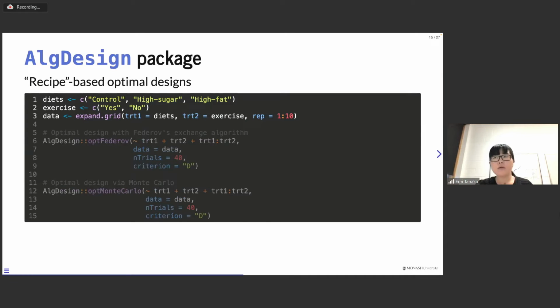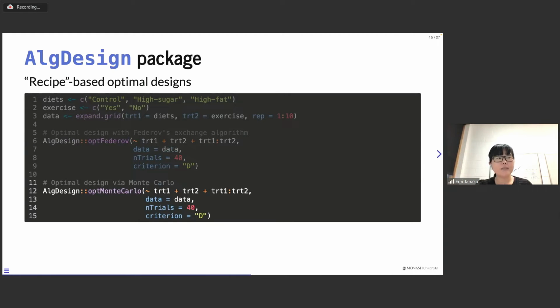So in the first instance, what I'm doing is creating a candidate list of the treatments. Then the function opt_federov from AlgDesign is going to create an optimal design according to the Fedorov exchange algorithm. The first argument is essentially the model that you specify. Then you feed in your candidate list of treatments, the number of trials, and also a certain criterion. In this case, I've picked the D criterion.